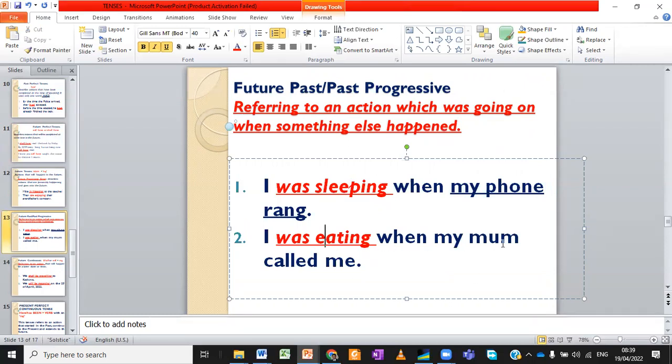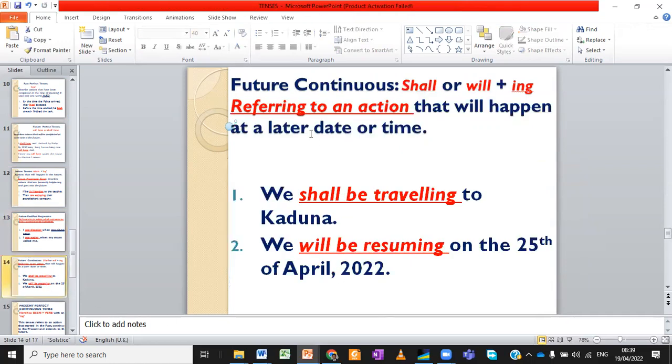I was eating when my mom called me. This action, eating, was taking place before your mom interrupted. Future continuous. You have shall or will with ing. It refers to an action that will happen at a later date or time. You see, this is similar to the simple future.